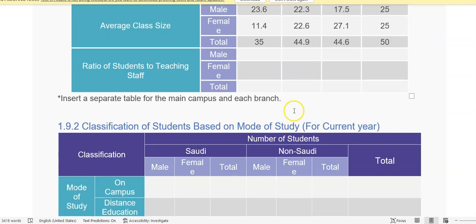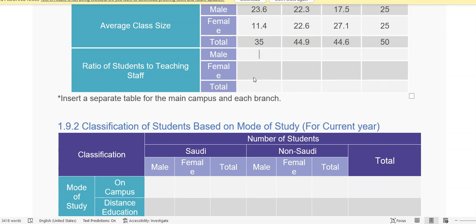6, and so on. Now, regarding the ratio of students to teaching staff, I think it should be calculated as the total number of students divided by teaching staff. Sometimes you have teaching staff who are part-time or full-time. If they're full-time, you can write the ratio, but it is better to write the ratio for only the full-time.